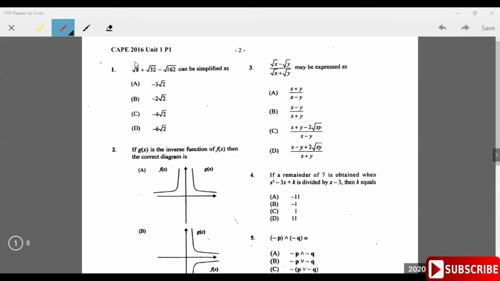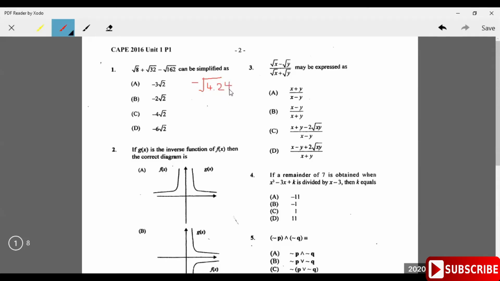So for question one, you don't even need to actually rationalize. Let me tell you an easy way to do this. You can just put all of this in a calculator and check which one of these answers is the same as the calculator gives. So you put in a calculator root 8 plus root 32 minus root 162. And what your calculator is going to give you is minus 4.24.